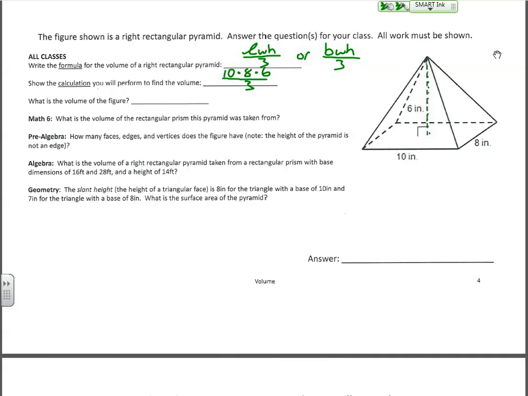160. You can also think about that as 48 divided by 3, which is 16, and then just tack that 0 on there. Okay? But 160 cubic inches is the volume of this pyramid. Base times width times height divided by 3.